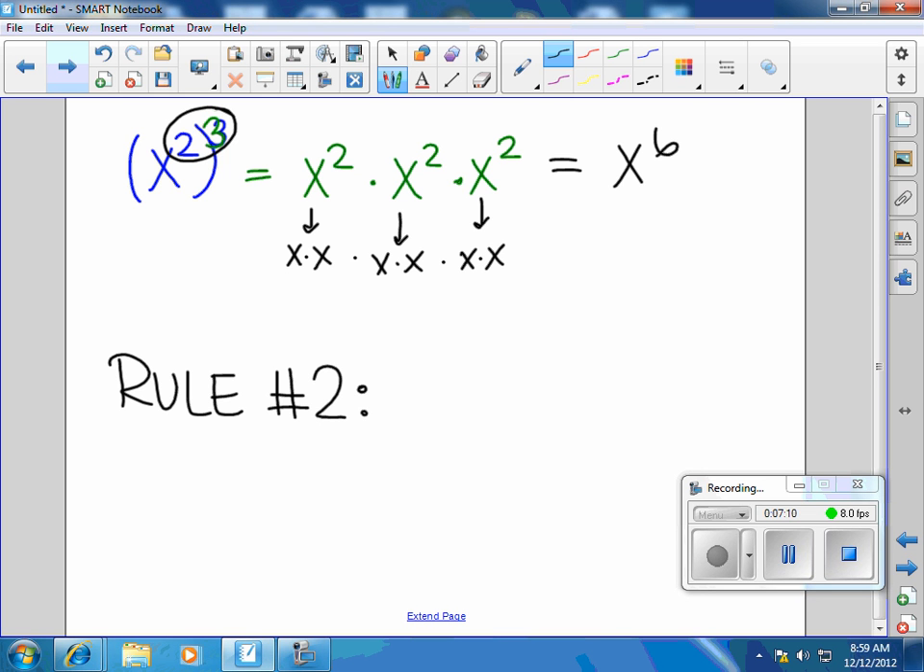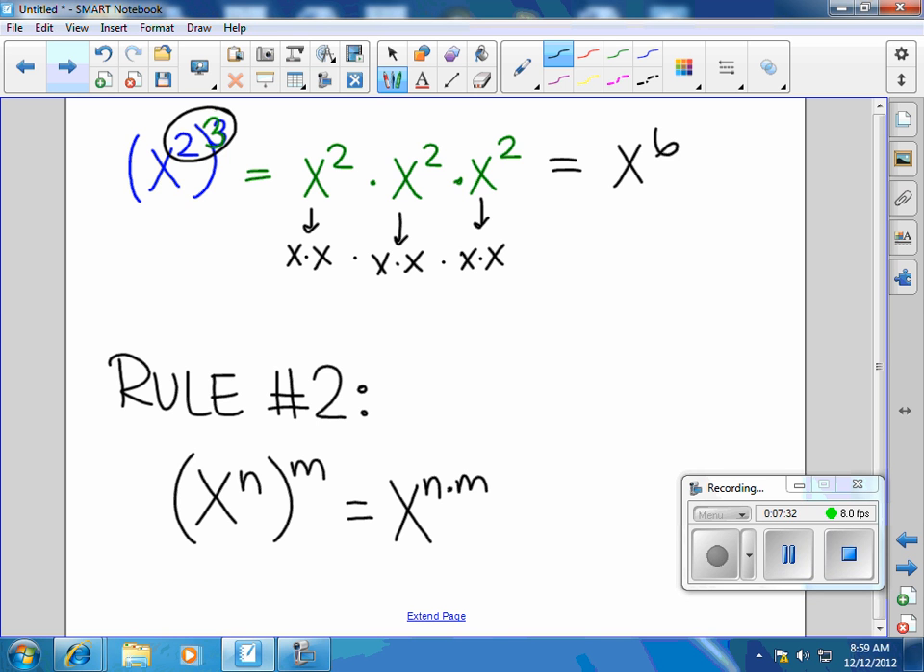So for this one, there's only one base there, so obviously when we factor it all out, it's going to be the same. But when you have a power to a power, so let's say I have x to the n power, and I take that to the m power, we can multiply those two together.